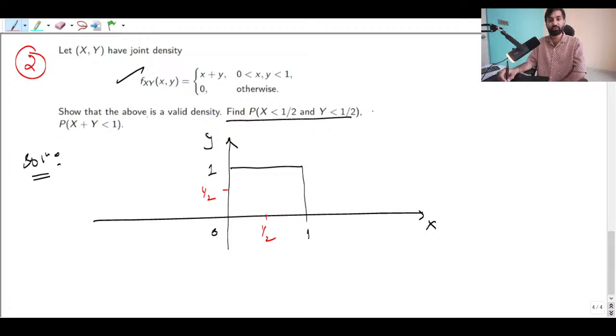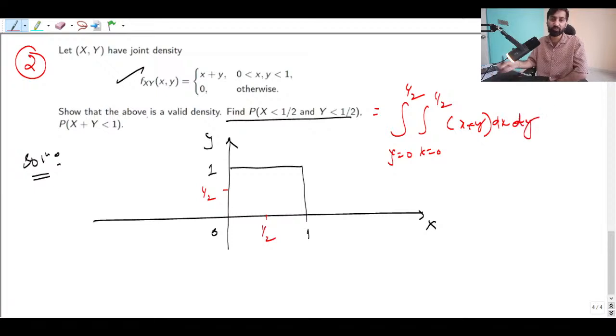So the answer for this question is going to be what? You have to do it like this. y is from 0 to 1 by 2 and x is from 0 to 1 by 2, and your density function is (x plus y) dx dy. You have to perform this integral to compute the answer. Understand? I believe anybody can do this integral, right?